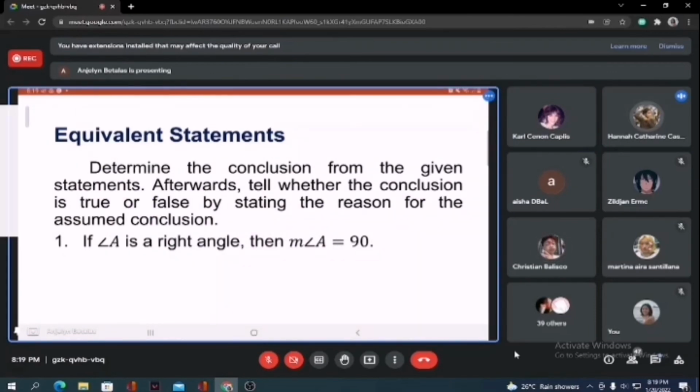If angle A is not a right angle, then the measure of angle A is not equal to 90 degrees. Okay, correct. If angle A is not a right angle, then the measure of angle A is not 90 degrees. Is it still true? True, ma'am. So kung nabantayan ninyo, ang duha ka pair of equivalent statements both true na ang circumstance. Unlike tong first example, ang conditional o ang contrapositive false.